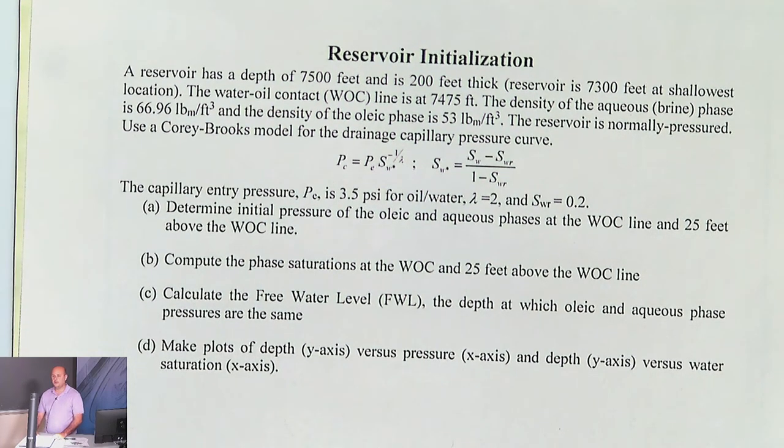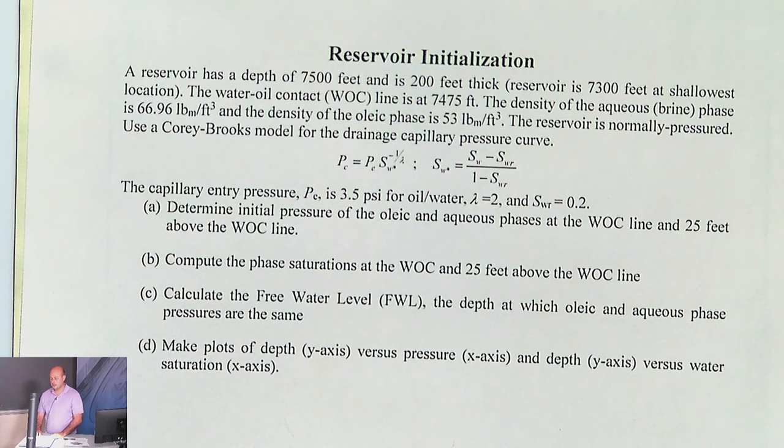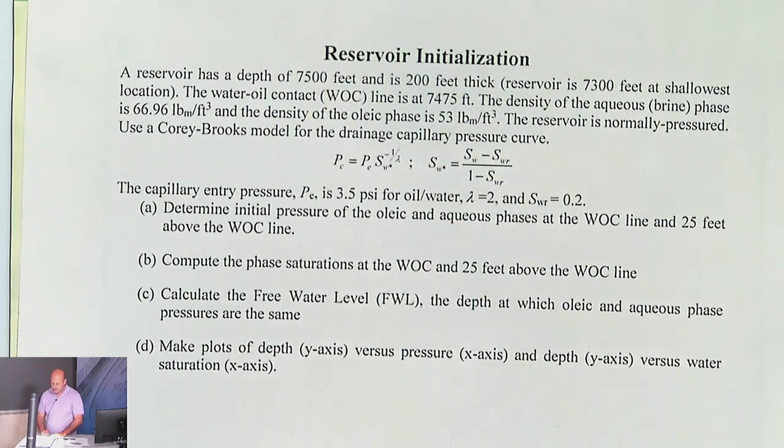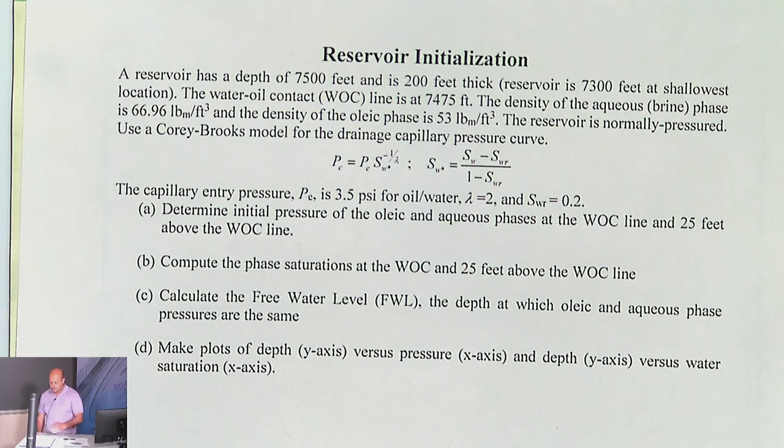The reservoir is normally pressured. What does that mean? That means that we can calculate the pressure from the surface. If it wasn't normally pressured, maybe you need data at a different location, like at the water oil contact line. We have a capillary pressure model, which is given here. This normalized saturation is given by SW star. Capillary entry pressure is 3.5 PSI, lambda is equal to 2, and the residual water saturation is 0.2.